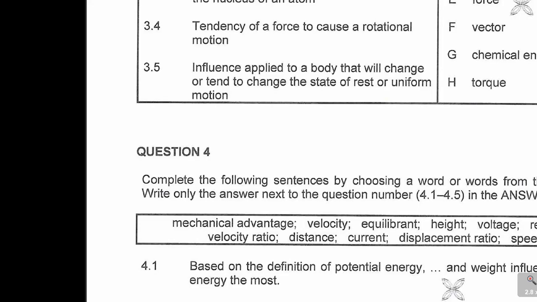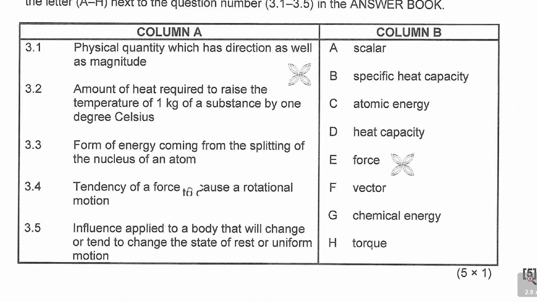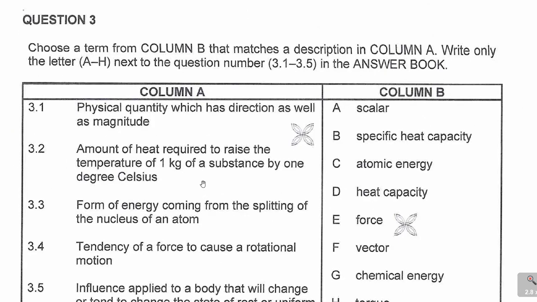Now moving on to question number 3. Question number 3 was on matching, column A with column B. So for example, if we quickly look at this: a physical quantity which has direction as well as magnitude. Direction only is scalar, but if it has both direction and magnitude, we call it a what? A vector.